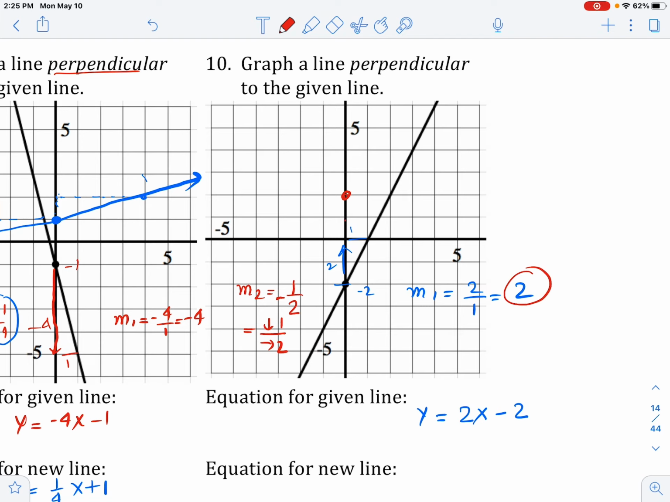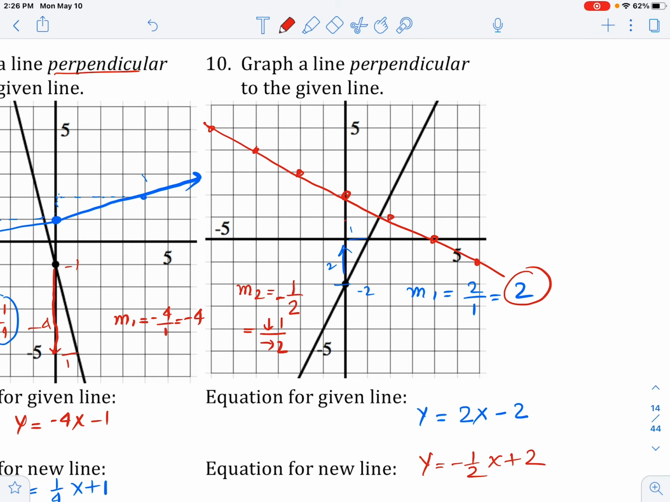Down by 1, run by 2, and repeat. Same thing, left by 2, up by 1, left by 2, up by 1. I've got as many points as I need and I can connect the dots. That's my line. And if I have to write the equation, that's going to be y equal to negative half x plus 2. That's my answer.